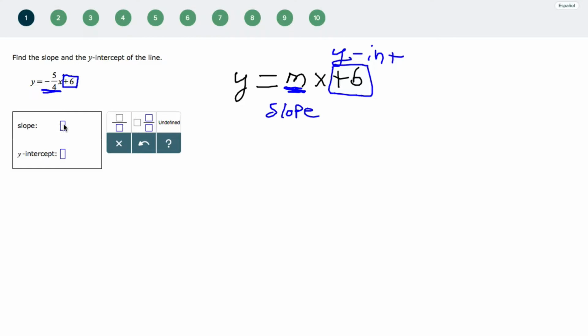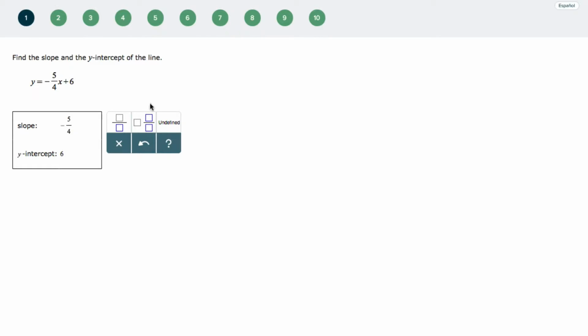So that's all we need to put in here. Our slope is negative 5 divided by 4, or negative 5 over 4, and our y-intercept is 6. And that's all we need to do with that equation. Find the pieces and plug them in.